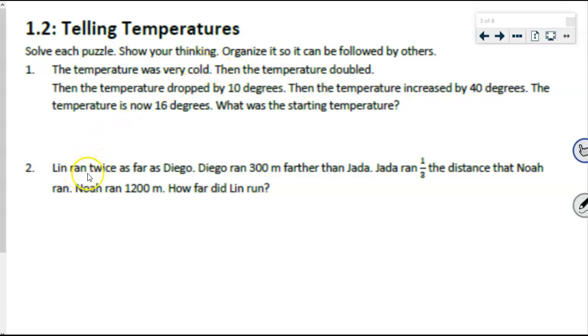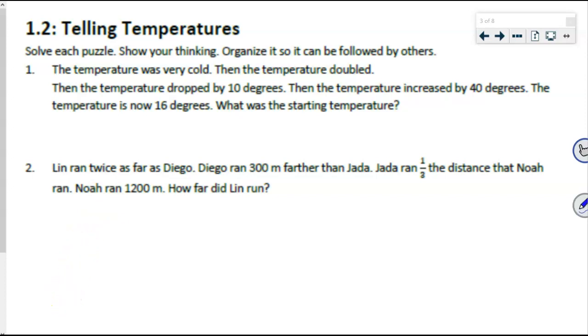Number 2 is Lynn ran twice as far as Diego. Diego ran 300 meters farther than Jada. Jada ran 1/3 the distance that Noah ran. Noah ran 1,200 miles. How far did Lynn run? So, with your groups, I don't want anyone to move on to number 2 until everyone in the group has completed number 1. If you're watching the video at home, complete 1 before you move on to 2. Pausing the recording. Ready, set, go.